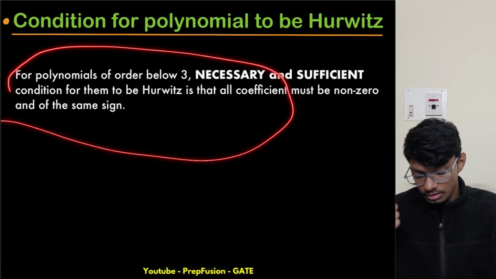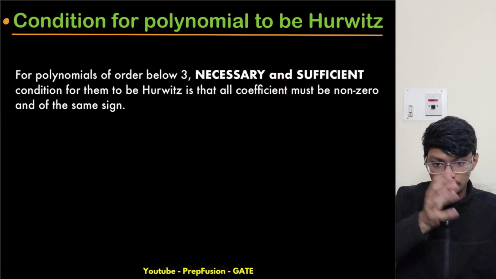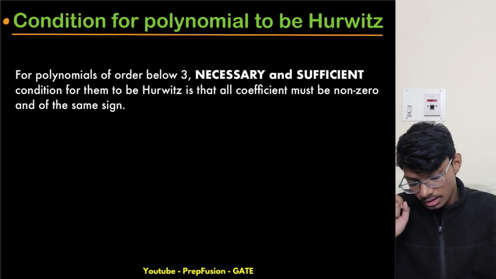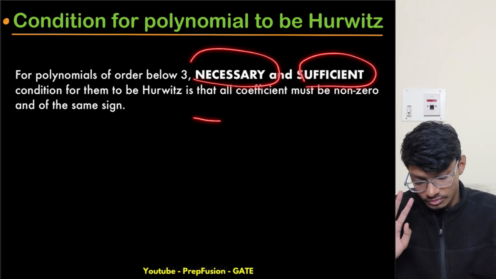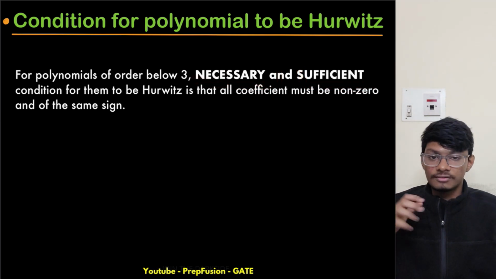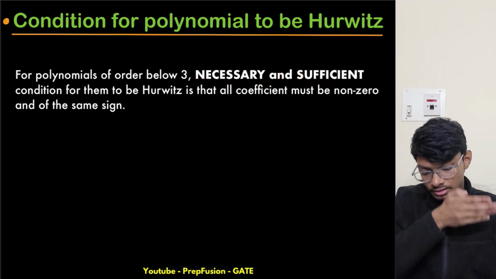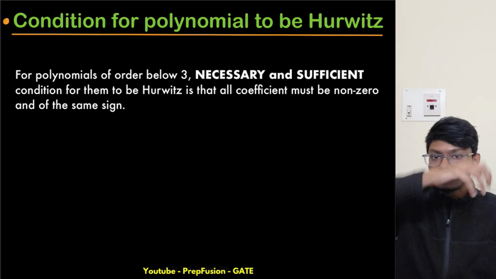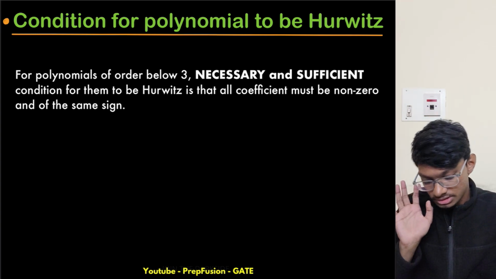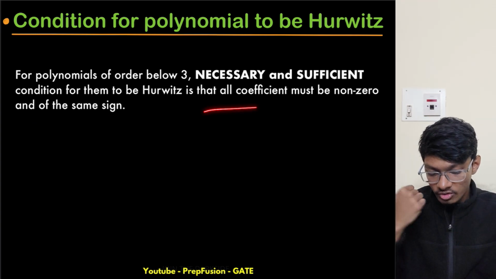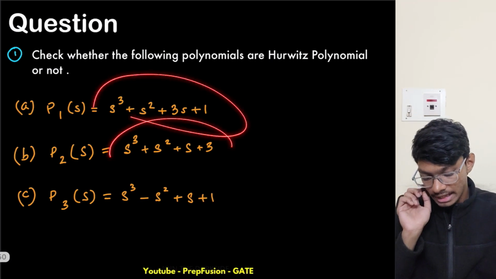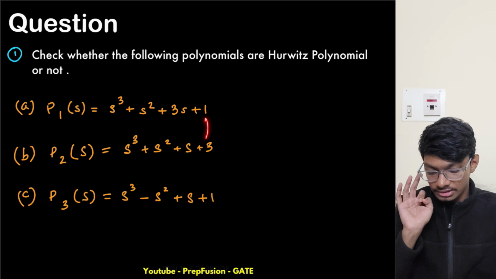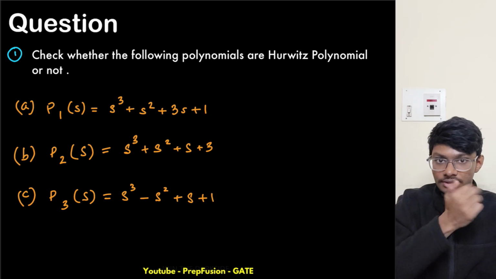This is for polynomials of order 3 and below, right? So if my order is 3 and below, then the necessary and sufficient condition is this one. But for order 3 and above, my sufficient condition will change. This is still the necessary condition, that all my coefficients must be non-zero and of the same sign. These follow that necessary condition, but the difference is something else that we'll understand a bit later.